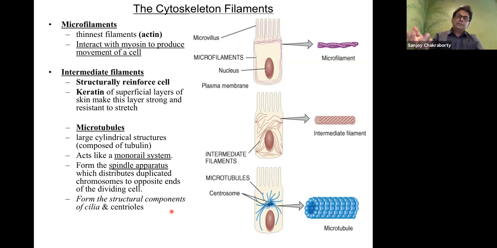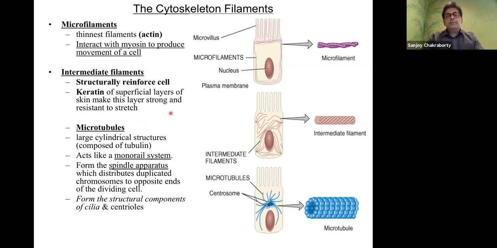When you study the nervous system, this will come in very helpful. They also form the spindle apparatus or spindle fibers, which help in your cell division. When the cell divides, those strings that get attached to the chromosomes, I think you saw those structures in biology, make the chromosomes go to the two corners of the cell. Those are called spindle. They are made from microtubules. Then obviously there are cilia and flagella, which we'll learn later on. They are also made with microtubules.